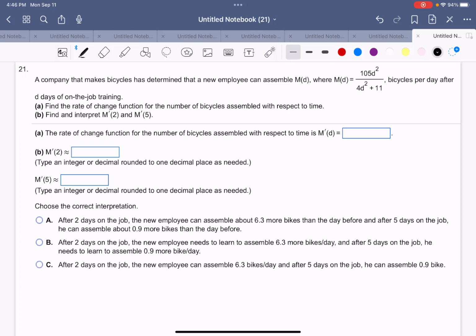Example number 21. A company that makes bicycles has determined that a new employee can assemble M of D, where M of D is 105D squared divided by 4D squared plus 11 bicycles per day after D days of on-the-job training. Find the rate of change function for the number of bicycles assembled with respect to time, then find and interpret M prime of 2 and M prime of 5.